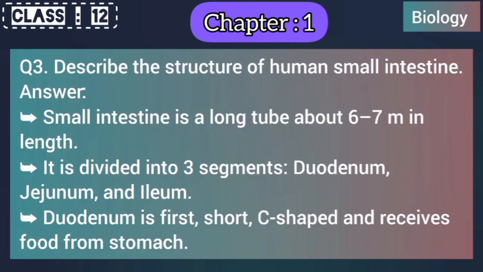Small intestine is a very long tube divided into three parts. The first is small and curved, the middle is where most absorption happens, and the last is longest and joins large intestine. Small finger-like villi help absorb nutrients quickly.